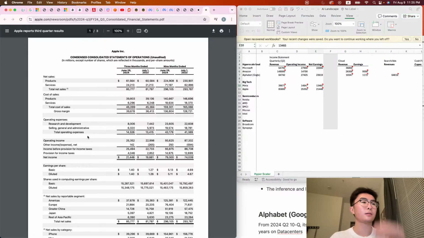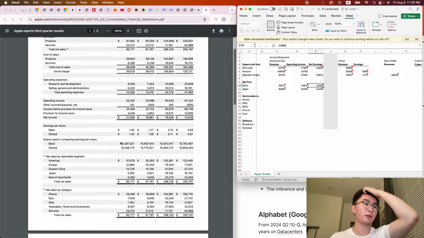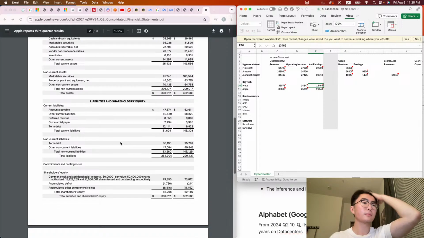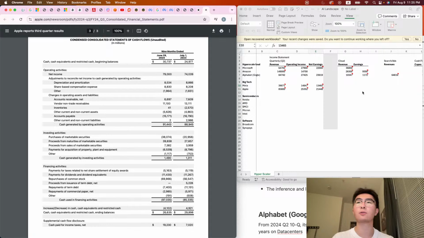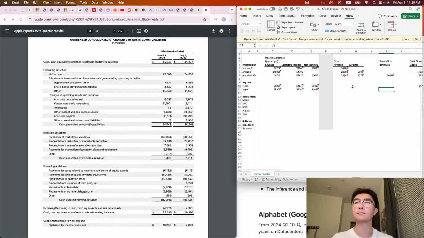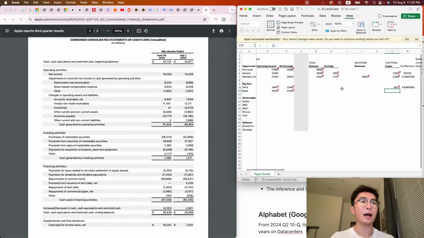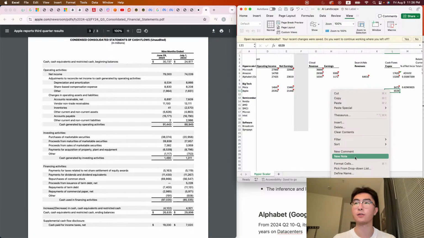All right. So they don't have a cloud, but I think they do have investment activities, purchases of marketable securities, payments of property, plant, and equipment. So it doesn't seem like Apple is actually spending a lot compared to some of the actual big hyperscalers that probably need the new data centers if they want to do the compute.